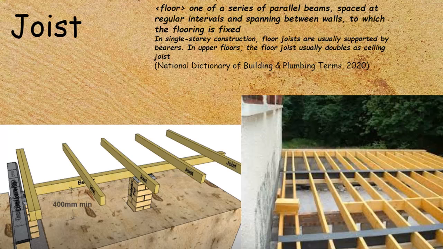In single-story construction, floor joists are usually supported by the bearer, as you can see on the left-hand side there, and in upper floors, the floor joist usually doubles as a ceiling joist, and you can sort of see that on the right-hand side of that drawing.